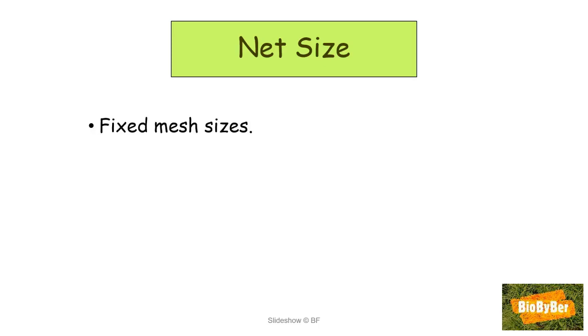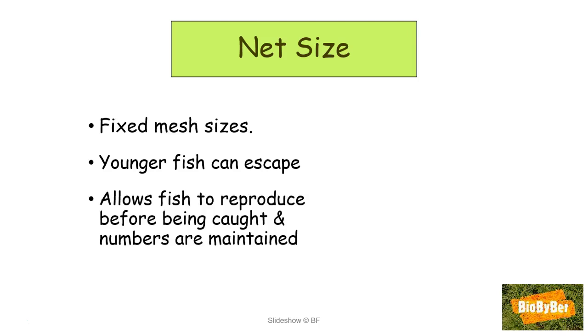Let's look at net size first. There are regulations with regard to mesh sizes. Mesh sizes are actually fixed. They are of a certain size, so that younger fish who are smaller can escape from the net. This will allow the fish to reproduce before being caught, and numbers in the ocean are then maintained.